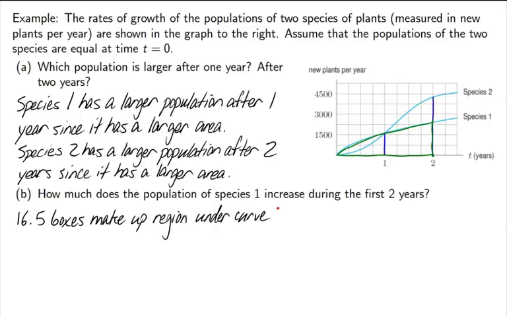But I need to convert these boxes to an area. So we need to figure out what the size of each box is. Well, a box has width 1/4 and height looks like about 750. So let's say 16.5 times 1/4 times 750 will give me the total area under the curve, and this is the total number of new plants per year. I'll go ahead and round to 3,094 new plants will be my approximation for what I get here.